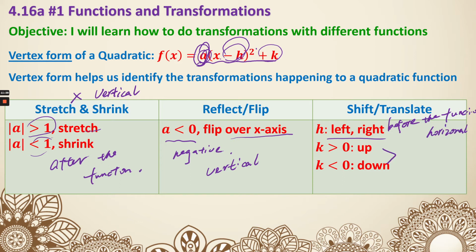But these two are going to be after the function because you calculate the square, then you multiply by the a, then at the end you add on the k. So if k is greater than 0, it's up, if it's less than 0, it's going down. Now let's get to the examples.